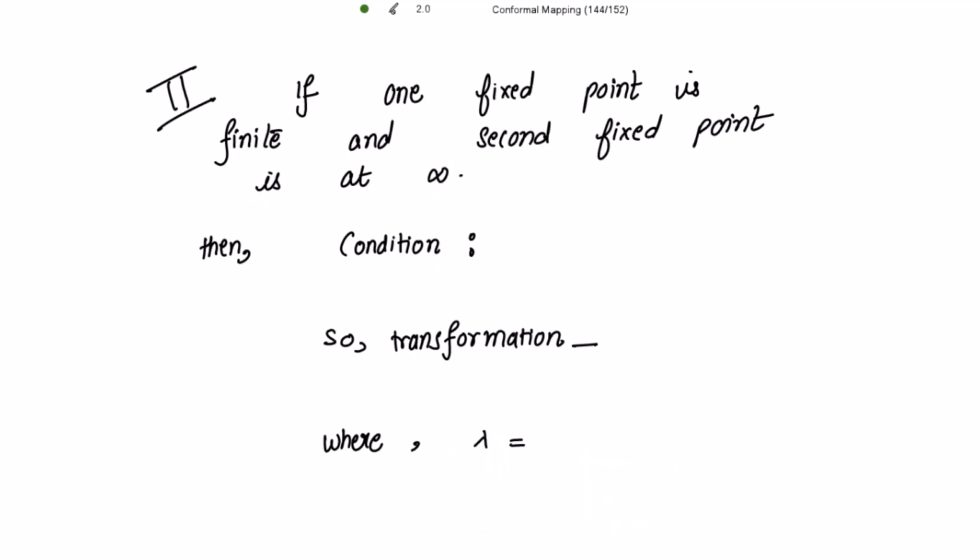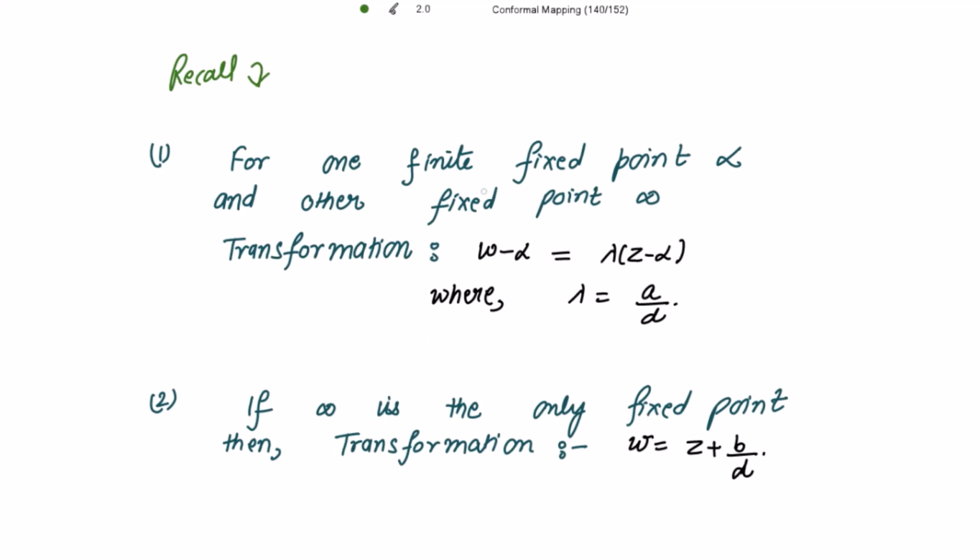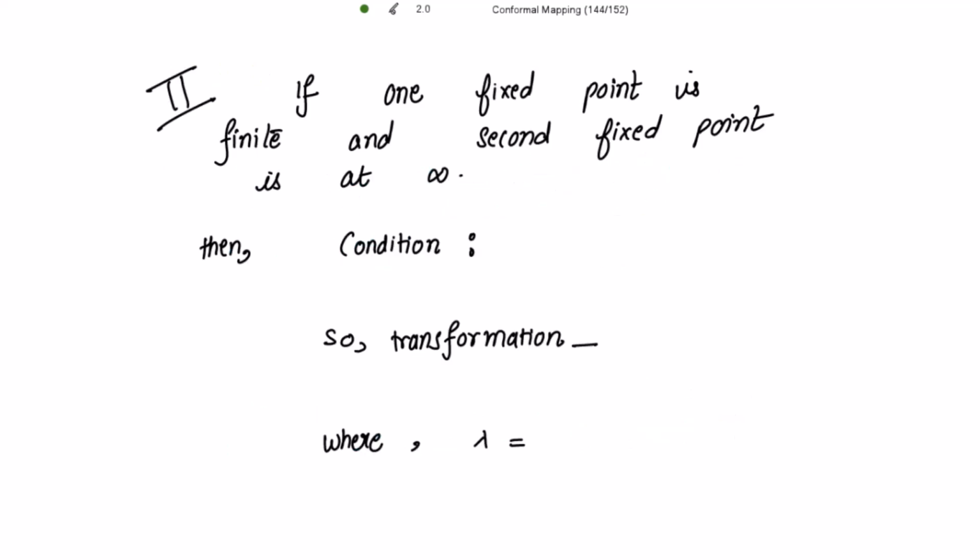Second case, if one fixed point is finite and the second fixed point is at infinity. Let's recall again. So for one finite fixed point alpha and the other fixed point at infinity, we are going to use the transformation w minus alpha equal to lambda times z minus alpha, where lambda is a over d. So let's use this transformation. First, let's write the condition. The condition is c equal to 0 and the discriminant is always non-zero.